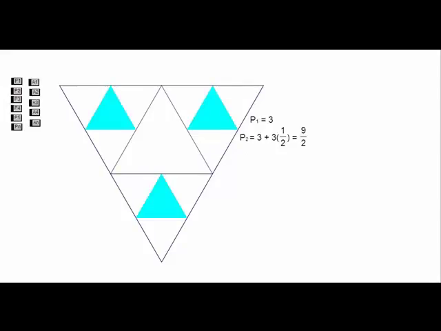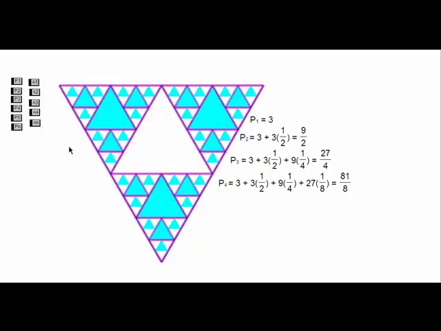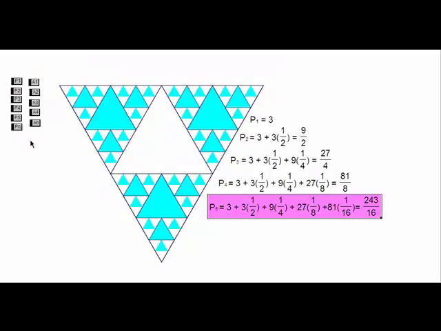Each time that we iterate, we increase the number of our triangles by a factor of 3. Each will have a perimeter of 1/2 the previous triangle's perimeter. Therefore, P3 is equal to P2 plus 9/4. P4 is equal to P3 plus 27/8. And P5 is equal to P4 plus 81/16.